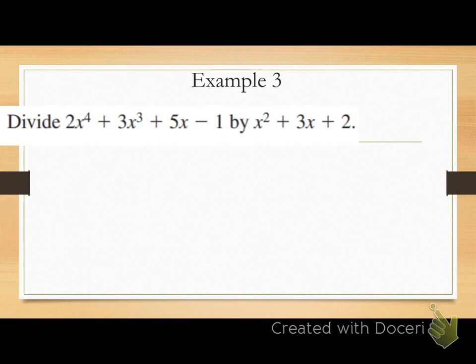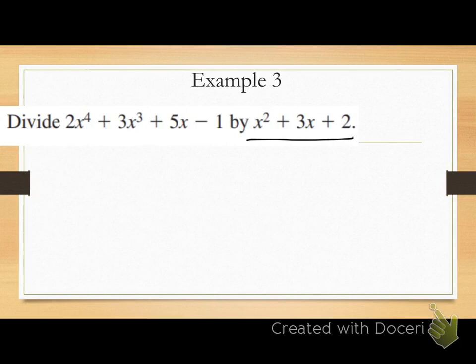Do I have all my consecutive terms with that one? For x squared plus 3x plus 2? What's the biggest exponent? 2. Do I have an x to the 1 term? Yeah. Do I have a constant? Yeah. I got all the consecutive ones there, right?